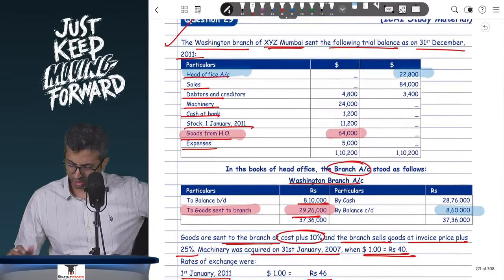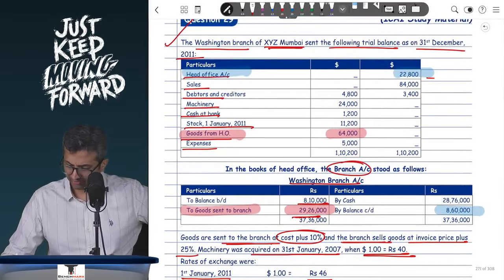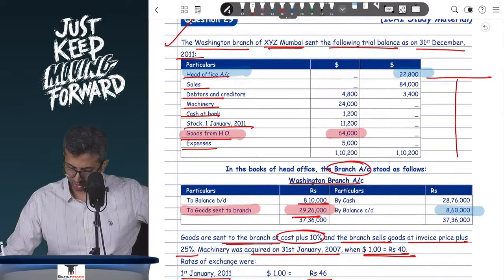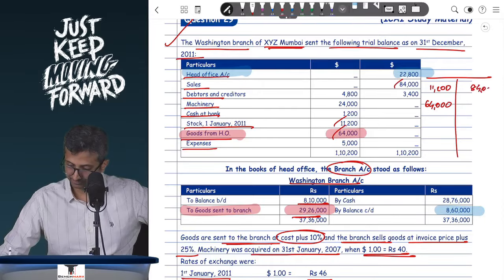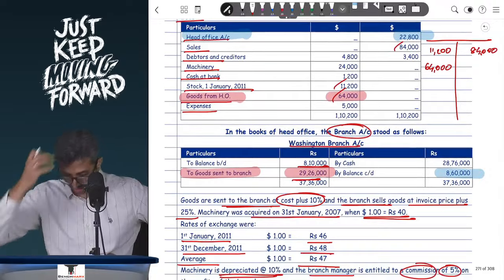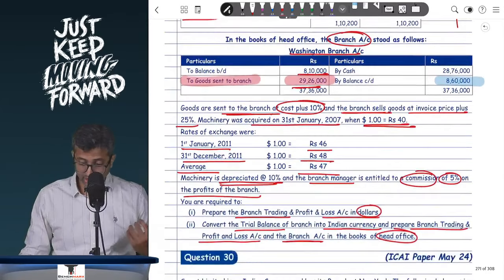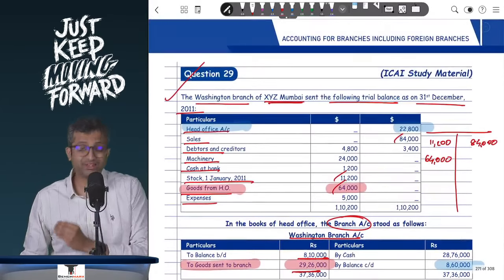So when you do this in dollars, you will have, let us say, your opening stock, which is, I believe, 11,200 in dollars. Then you will have certain purchases. This is goods from the HO, 64,000. Then you will have, so this is taken. Then you will have sales, I believe, 84,000. Closing stock, if any. Do we have data regarding closing stock? Well, not really. But in such cases, you will have data regarding GP.